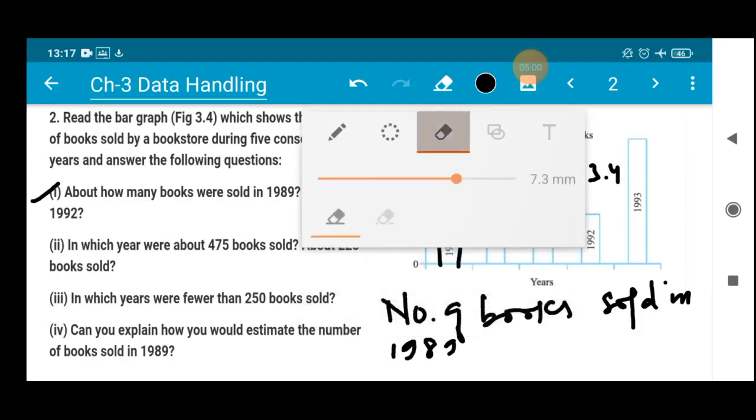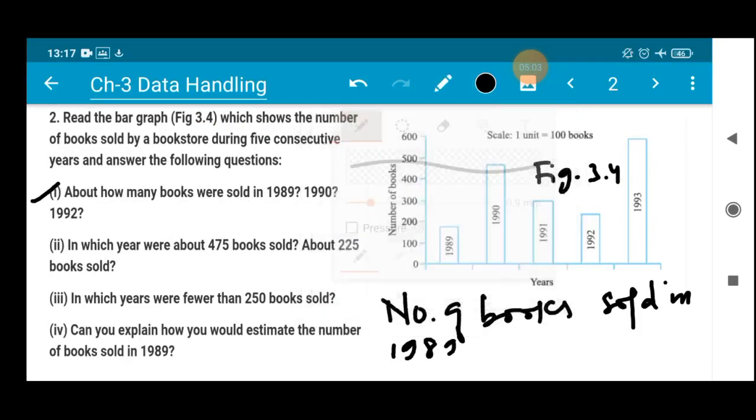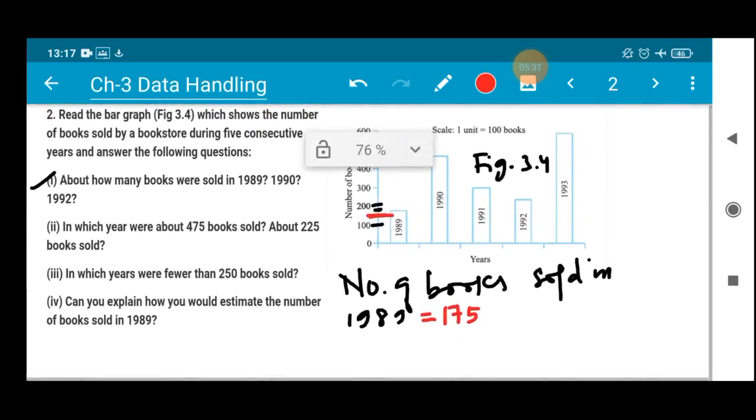Because if you clearly see this picture, this is 100, this is 200, and this is very near to 200, not less than 100, and not equal to 150 also. If I represent this red mark as 150, in between this is not representing 150, so I will consider it as 175. So it will be 175. The number of books sold in 1989 is 175.